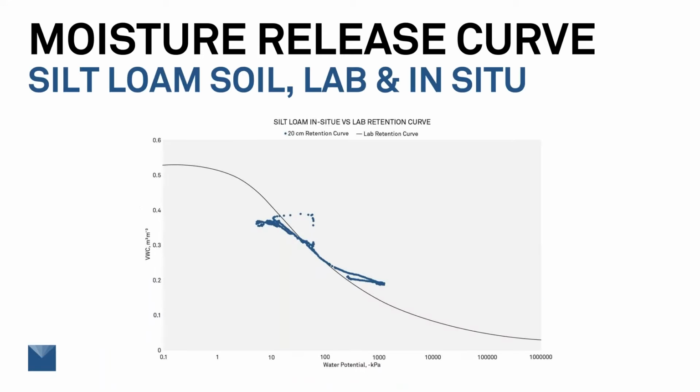Okay, here's some data from a silt loam soil. We did the same thing. The solid line is a lab-generated curve. The blue dots are a field-generated curve. Again, water content on the y-axis and matrix potential, water potential, on the x-axis. This time, this is a log scale. But now we've defined that for a silt loam. These are very, very different.